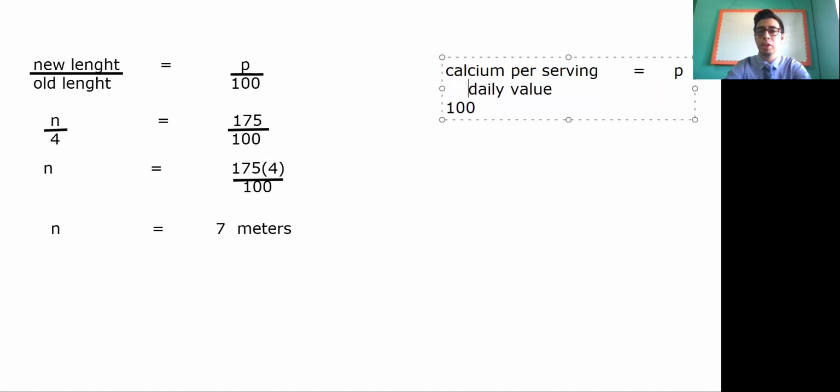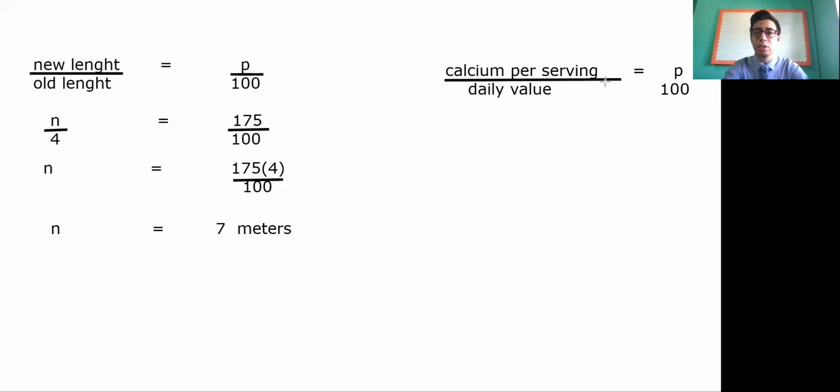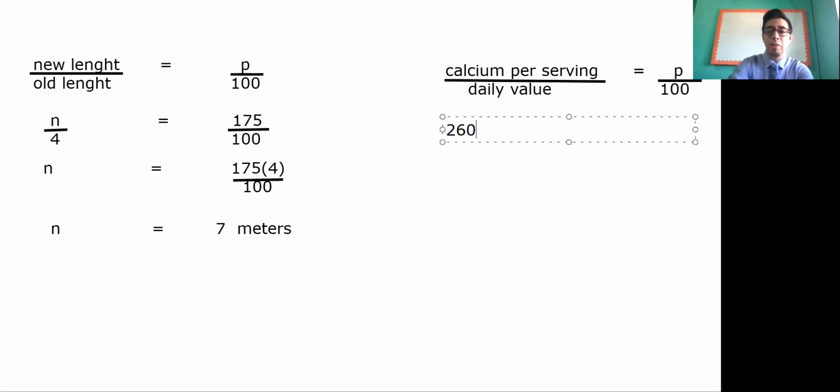I'm going to move this one. Okay. So this is the formula we have in here. This is the formula to obtain the daily value. Now I'm going to replace with the facts I already know. For example, the calcium per serving is 260 milligrams. You can see it again on the drawing you have at the right part of the book with the soy milk. 260 is the calcium per serving.